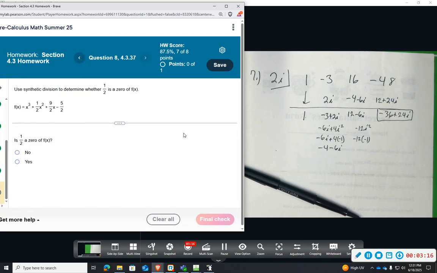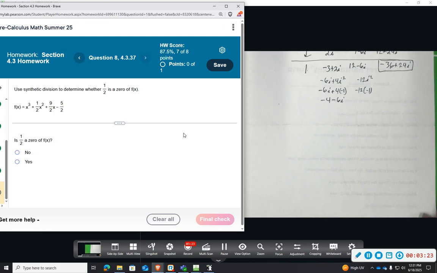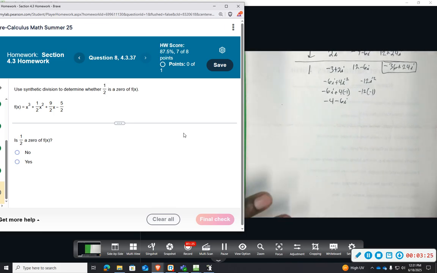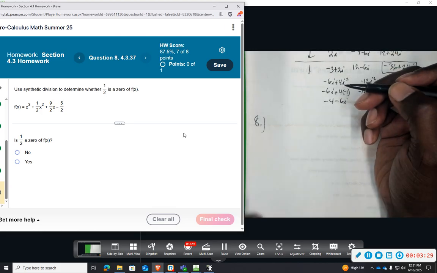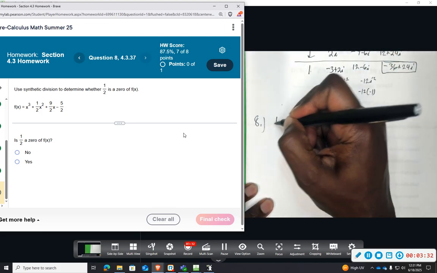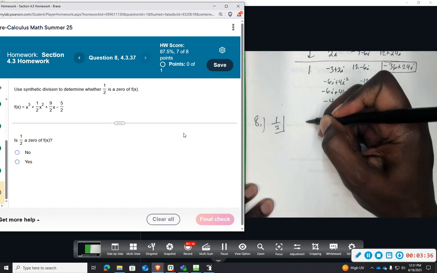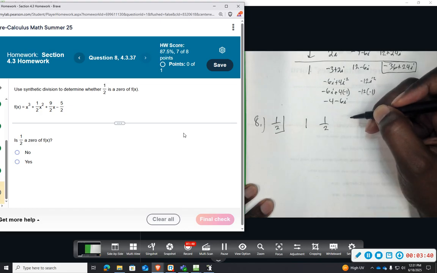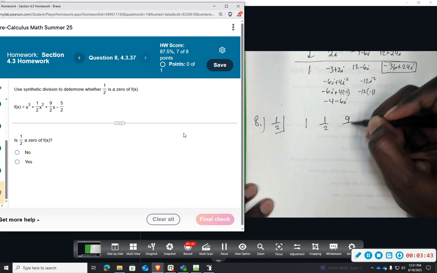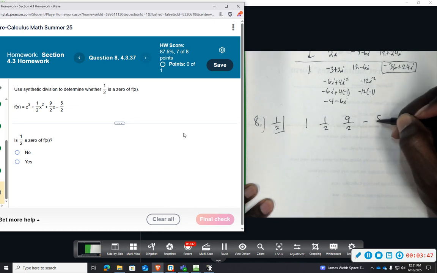All right, our last question, we have some fractions in it. It works the same. You just have to be able to multiply and divide simultaneously. So we're going to go ahead and do that one. We want to know if 1/2 is a 0. So 1/2 is our little box number. And then our coefficients are 1, 1/2 on my squared term, 9/2 on my single x, and then minus 5/2.